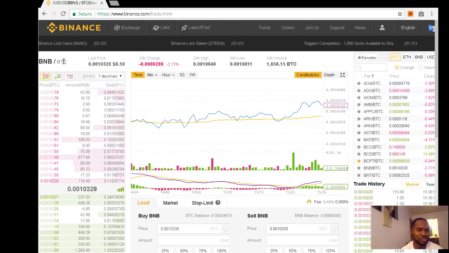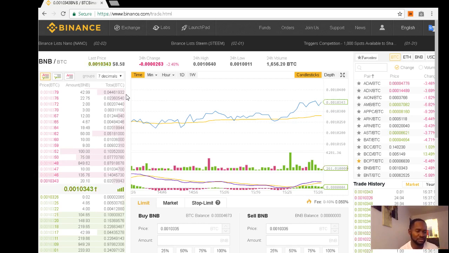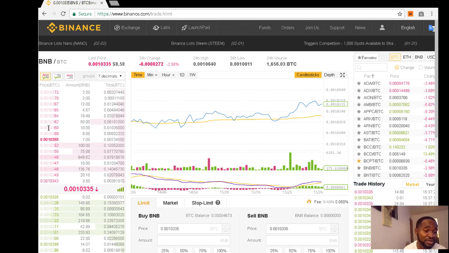Okay, and so it says that you're going to buy 42 units of BNB, each being 0.0010379. The total is on the right. That's the total in BTC. So the middle is the quantity, the left is the unit price, and the total is the unit price multiplied by the amount. Those are the people willing to sell.